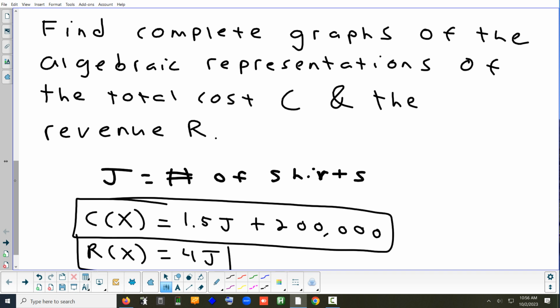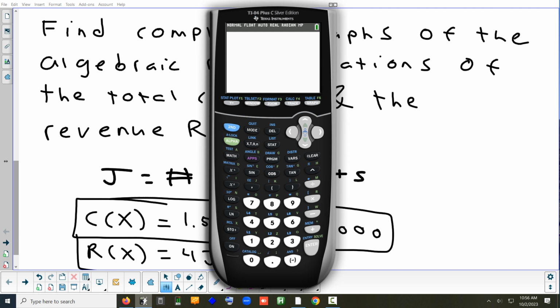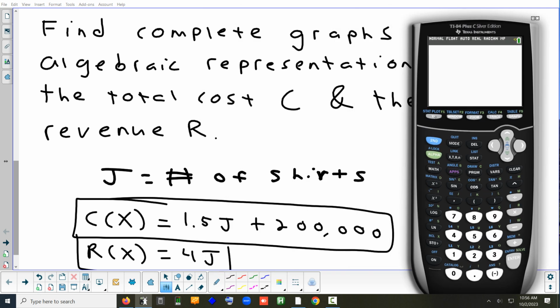All right, so we want to graph both of those and then find a window. Okay, so when you're finding a window, what do you have to write down? X min, X max, Y min, Y max. Yeah, just write down all those mins and maxes. Remember you've got to use X as the variable because that's what the calculator uses. 1.5X plus 200,000 and then 4X.